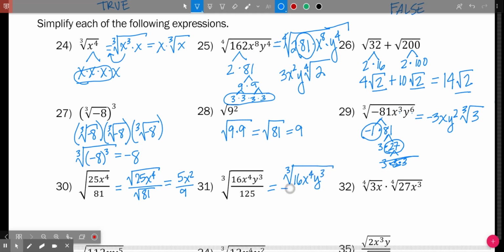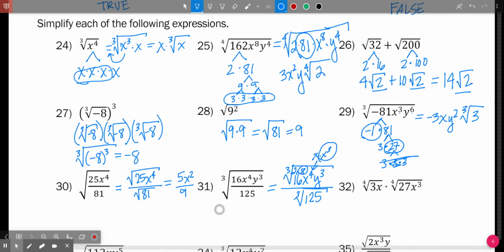So I have the cube root of 16x to the 4th y cubed over the cube root of 125. So 16 is not a perfect cube, but 8 is. So this will factor into 2 times 8. The 2 will stay inside, but the 8 will come out. X to the 4th is not a perfect cube, but x times x cubed is equivalent, and x cubed is a perfect cube, and the x will stay inside with the 2.